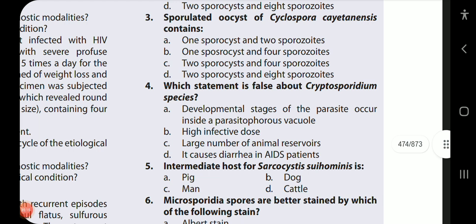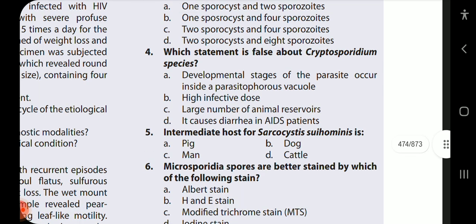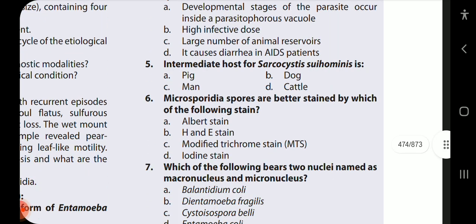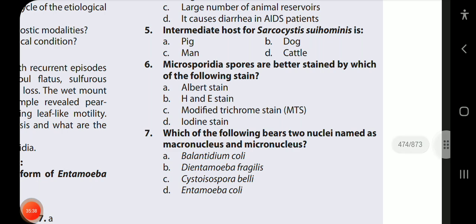Okay. Which statement is false about Cryptosporidium species? Development stage of parasite occur inside a parasitophorous vacuole. It is true. High infective dose? No, it is false. It has a low infective dose of 10 to 100 infective agents only. Large number of animal reservoirs are there. It can cause diarrhea in AIDS patient. It is true. Intermediate host for Sarcocystis suihominis is, of course, suis stands for pig, so it is a pig.